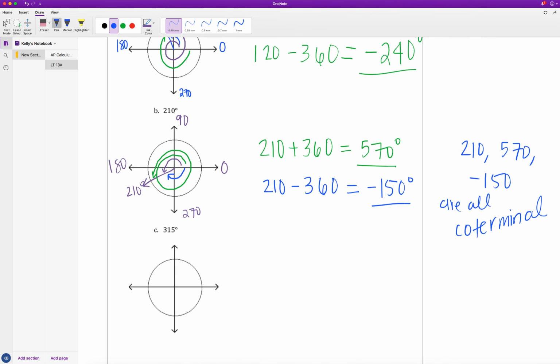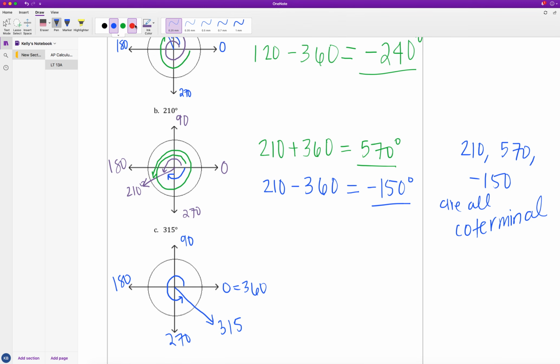Let's do our last example here. So 315, if I go back to labeling these, I've got 0, 90, 180, and 270. Well, 315 degrees is bigger than 270, and it's actually the halfway point here between 270 and back to my 360, if I'm thinking about those as being coterminal. So this right here, starting at the positive x-axis and rotating around, is 315 degrees.